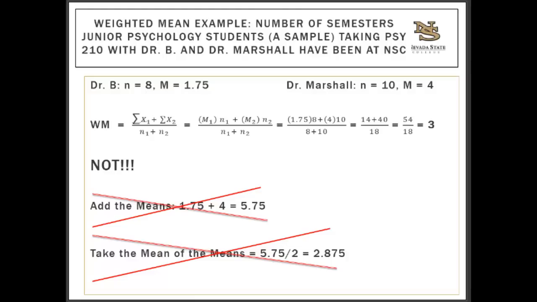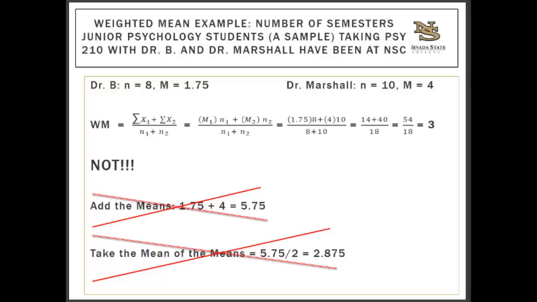So then you just do your math. So order of operations, you need to multiply first. So take your 1.75, multiply it by 8, you get 14. Plus 4 times 10, 40. Now we've got our values for our numerator. And then 8 plus 10 in the denominator becomes 18. Then 14 plus 40 is 54. Divide that by 18, you have a weighted mean of 3.